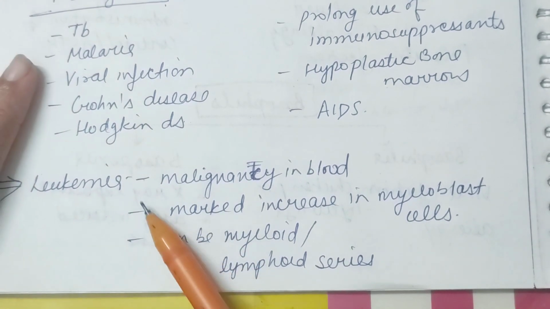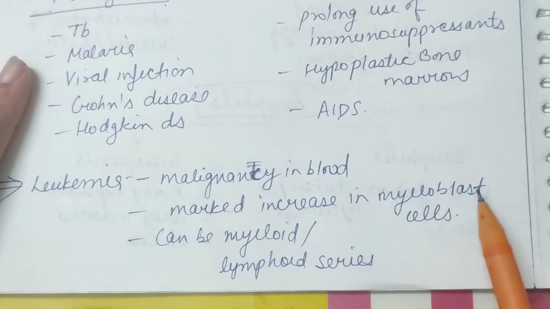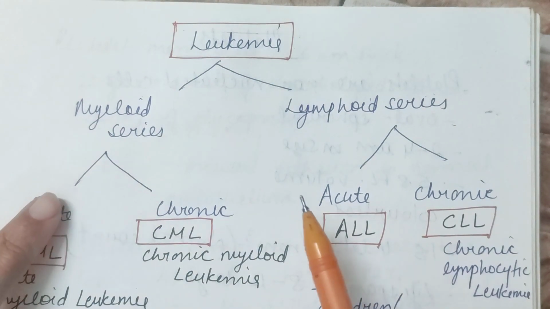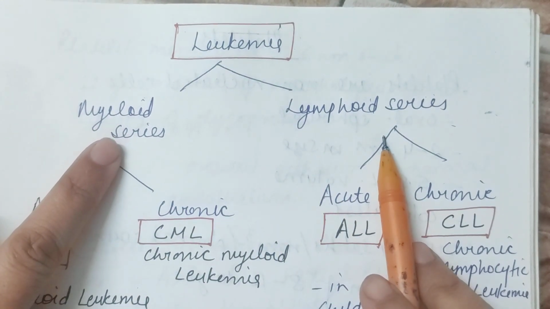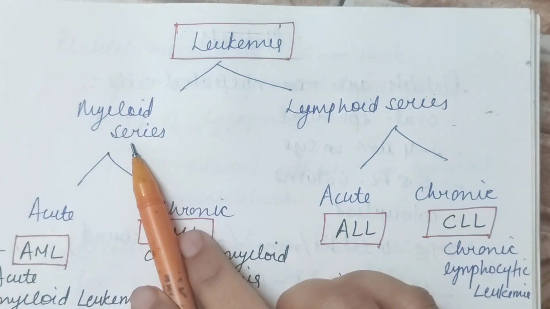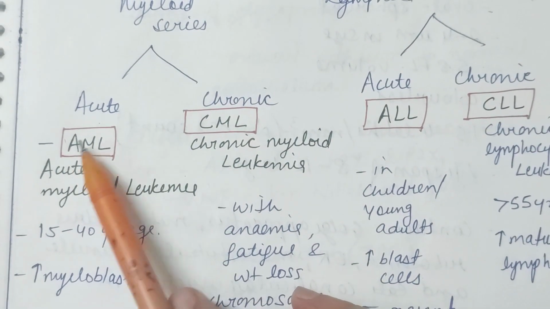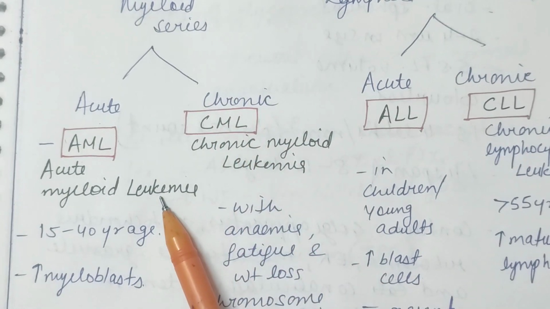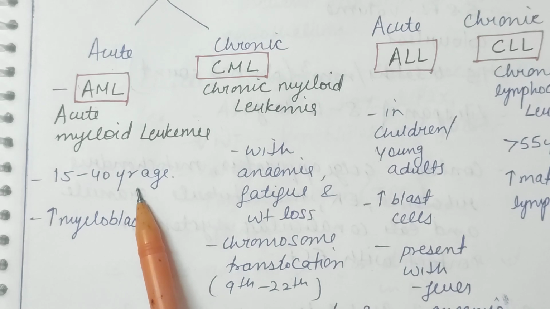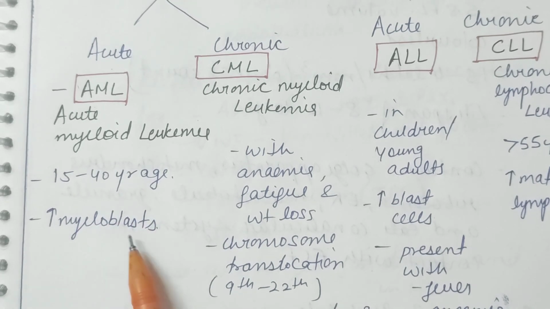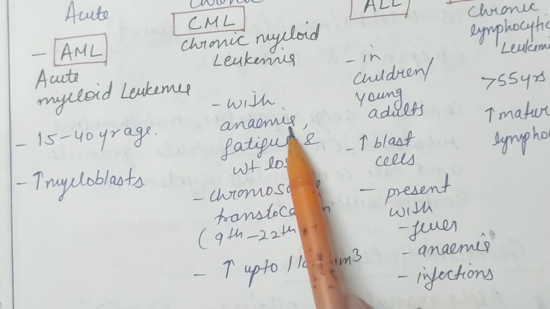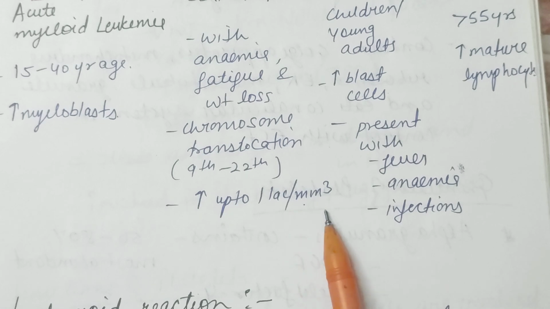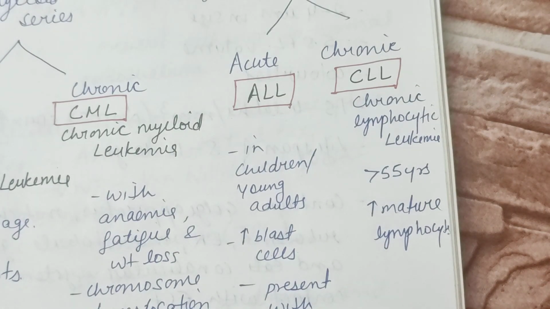What is leukemia? Leukemia is a malignancy of blood where there is a marked increase in myeloblast cells. It can be myeloid or lymphoid, any series can be affected. Leukemia is classified based on which series is involved. If the myeloid series is involved, they can be AML, acute myeloid leukemia, or CML, chronic myeloid leukemia, right? Acute myeloid leukemia can affect the 15 to 40 year age group, and there is an increase in myeloblast cells. The chronic one can be associated with anemia, fatigue, or weight loss, and chromosome translocation. The WBC count can be up to 1 lakh per mm cube.